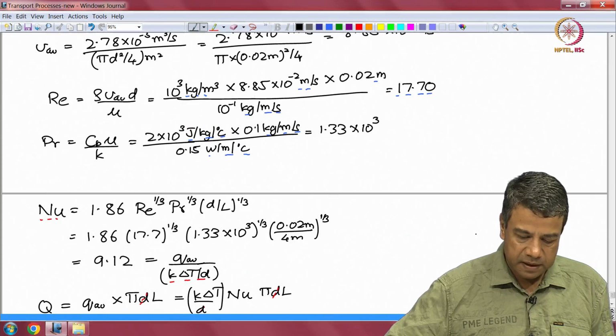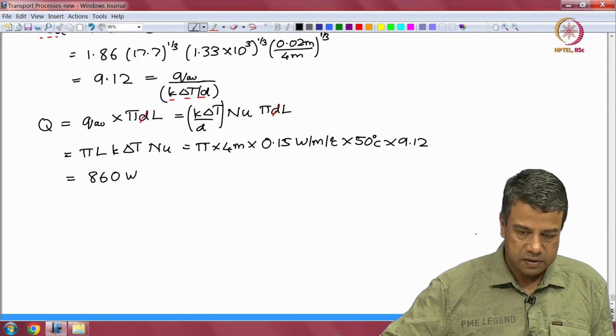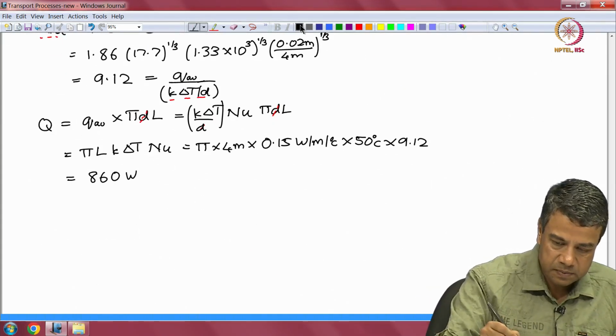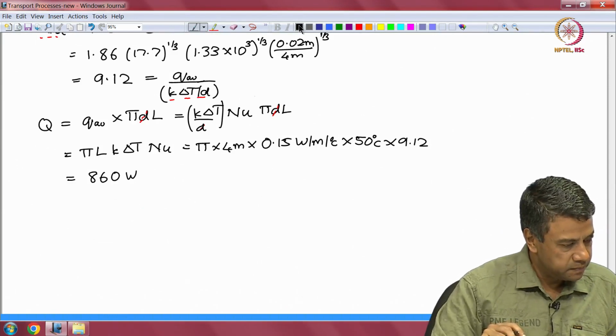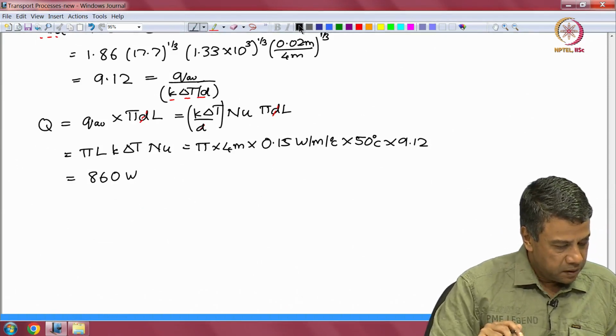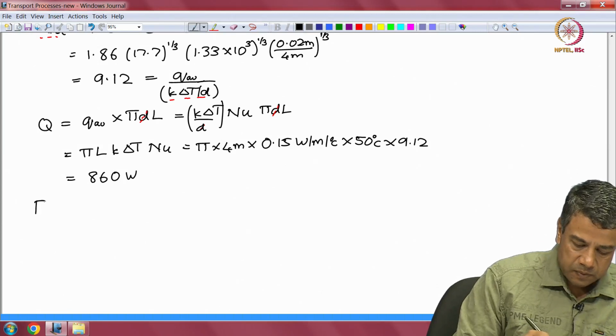I had shown you a practical example where this can be used. Let us go next to the flow past a flat plate.